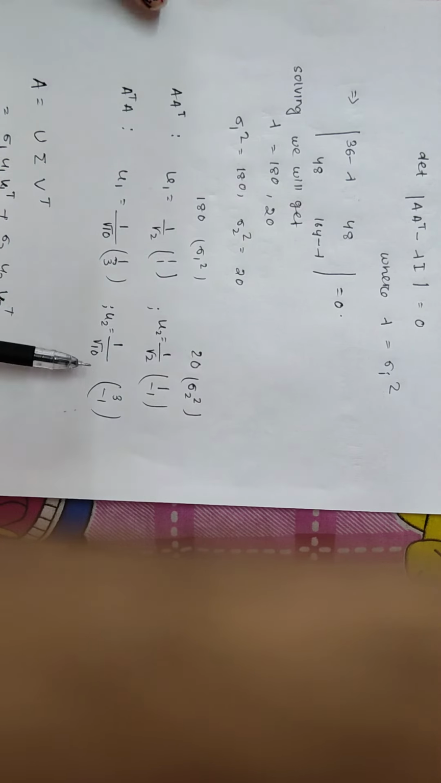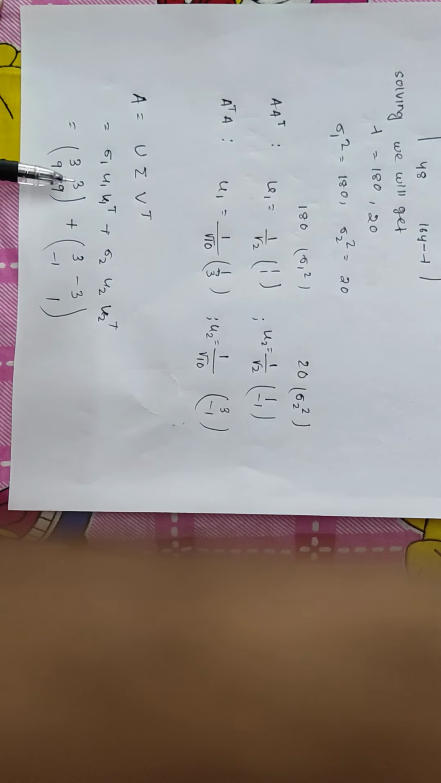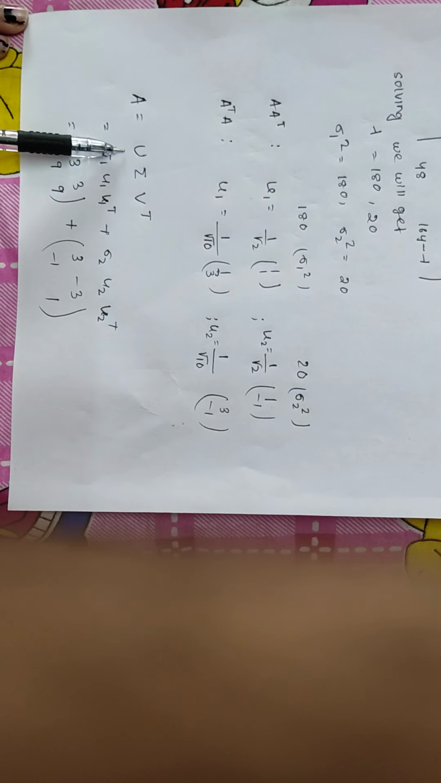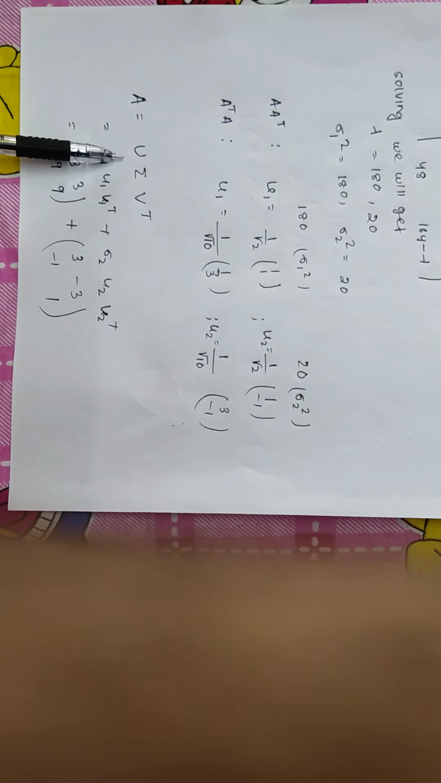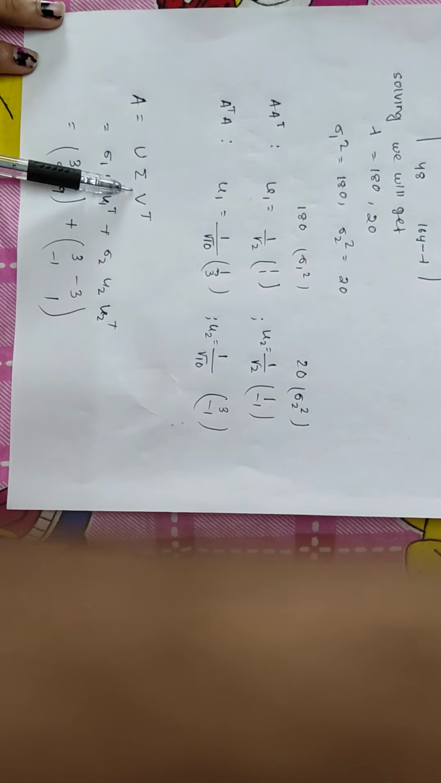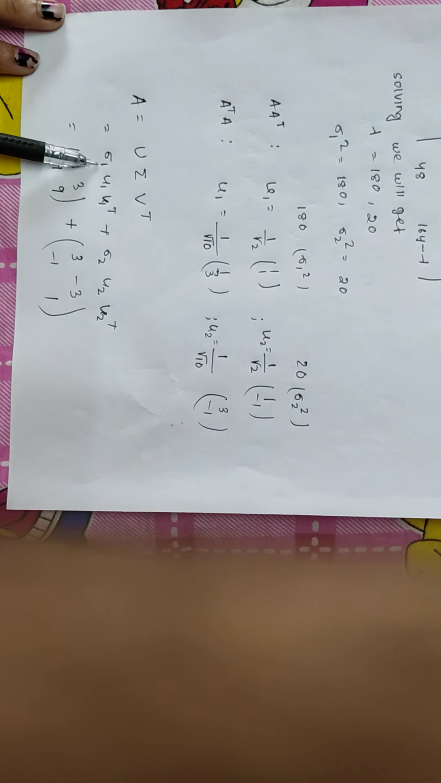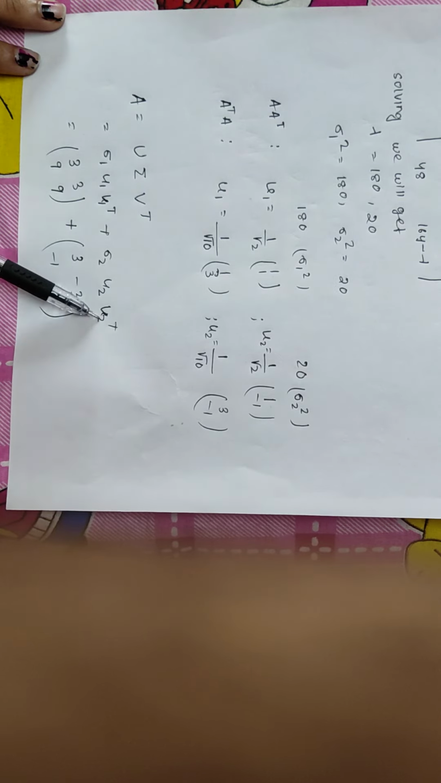So now we can write A in the singular value decomposition form as U sigma V transpose. A can be written as U sigma V transpose, which can be written as sigma 1 U1 V1 transpose plus sigma 2 U2 V2 transpose.